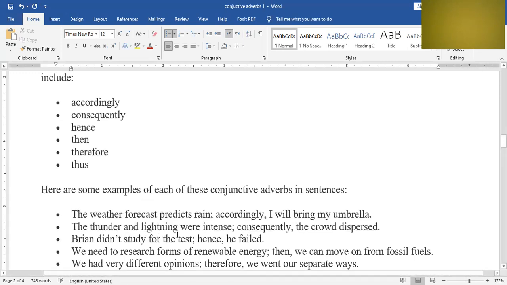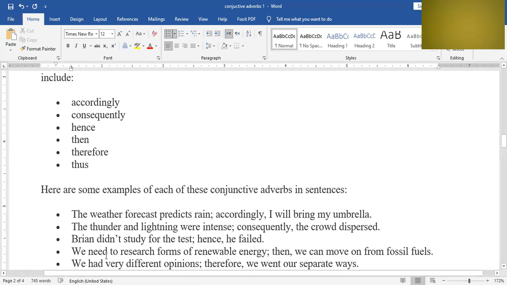The thunder and lightning were intense, very heavy. Okay. Consequently, the crowd dispersed. People spread everywhere, maybe they go to their homes or whatever. Billion did not study for the test. Hence, he failed. Someone who does not study, the result is failure. Billion did not study for the test, hence, he failed.